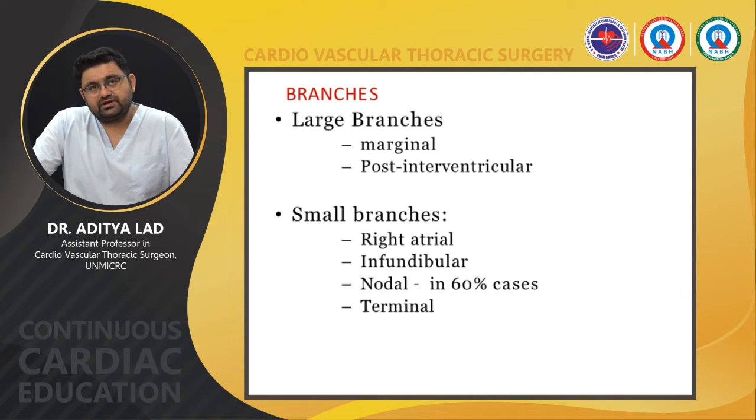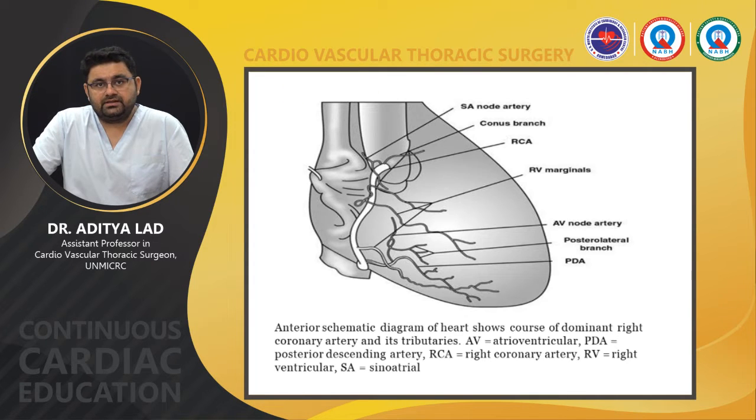Branches of the right coronary artery: larger branches and smaller branches. The larger branches are the marginal and posterior interventricular branches. The smaller branches are the right atrial, infundibular, nodal and terminal branches. Here we can see the branches: branches to the SA node, branches to the conus, conal branches, marginal, acute marginal branches, branches to the AV node, and terminal branches, that is PLV and PDA.